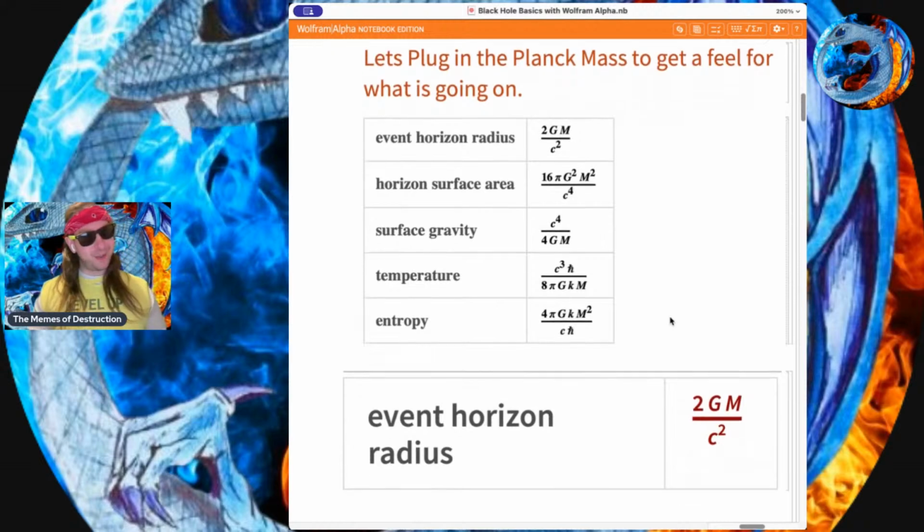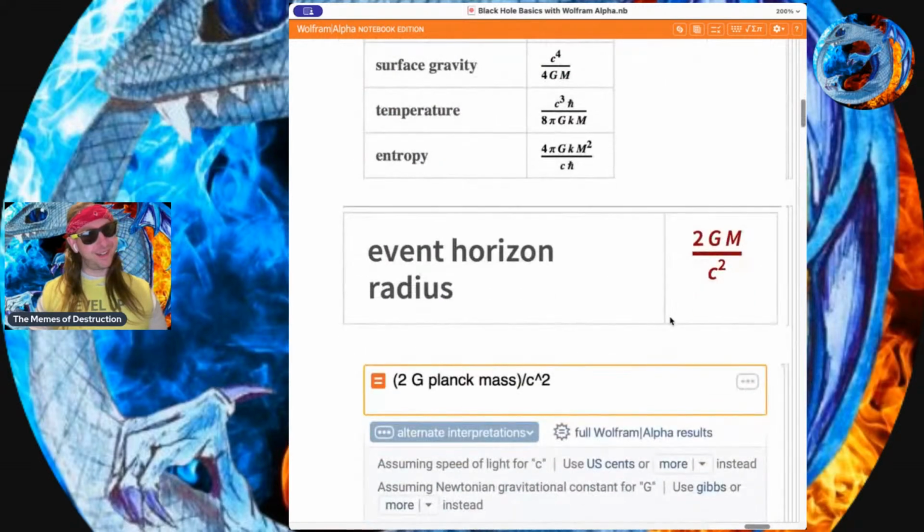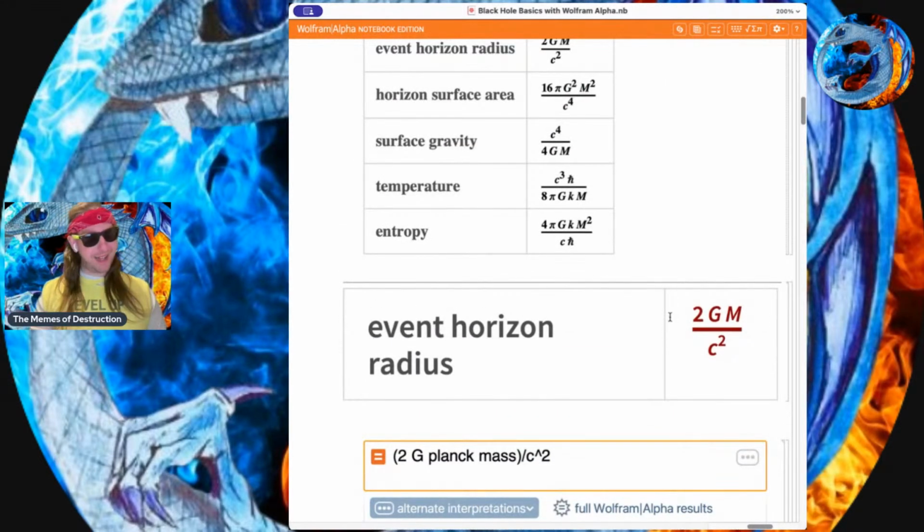But we continue. Basically, we're just going to plug in the Planck mass there, because you can put in whatever you want, like your own body weight in kilograms. But we're just going to do the Planck mass, which is about 22 micrograms. It's something really small to us, but if you work in the pharmaceutical industry, you're probably dealing with masses like that, and maybe even less, all the time.